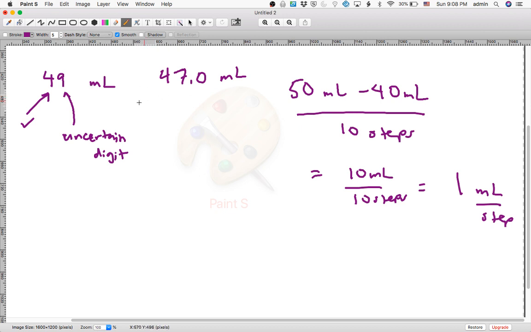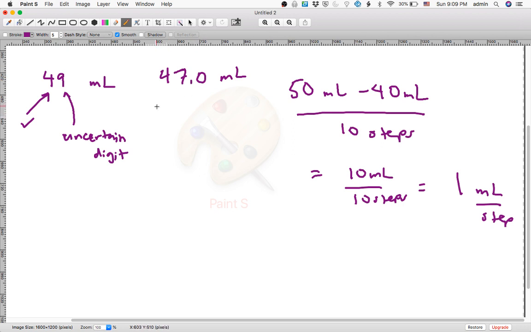Ladies and gents, that is a much different statement than 49 milliliters. Not just because they're 2 milliliters away, but because this has a decimal place here. The number of decimal places available in your measurement, we call this the precision. There are 2 meanings for the word precision, but this is the most important one. The number of decimal places your measurement has, that's the precision. Your book defines the word precision with the other definition, which is less important. This is the most important one.